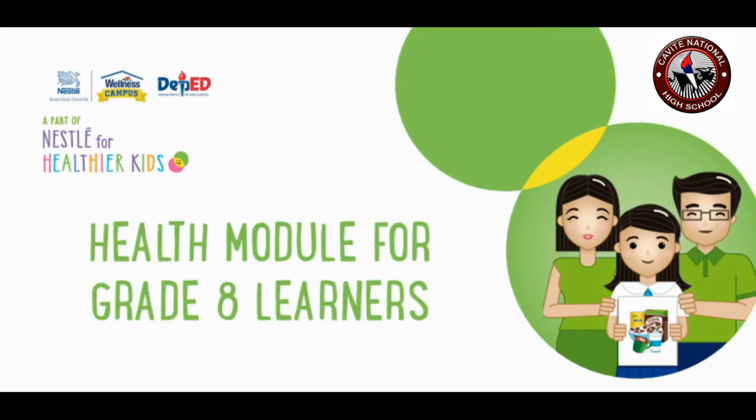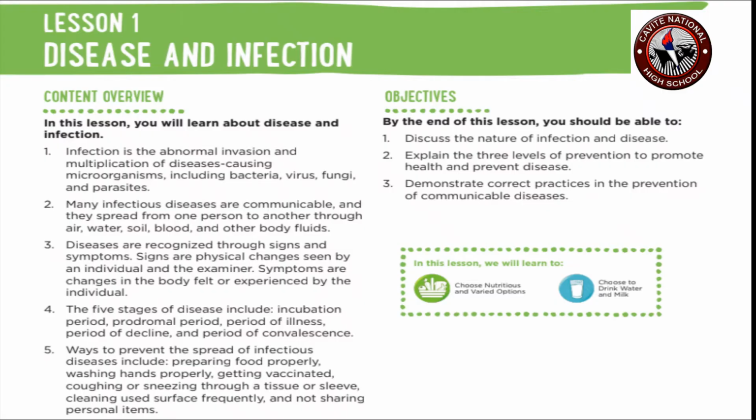So I'm going to discuss the first lesson from the grade 8 module. Lesson 1 is all about disease and infection. Our objectives for this lesson: by the end of this lesson, you should be able to discuss the nature of infection and disease, to explain the three levels of prevention to promote health and prevent disease, and number 3, demonstrate correct practices in the prevention of communicable disease.